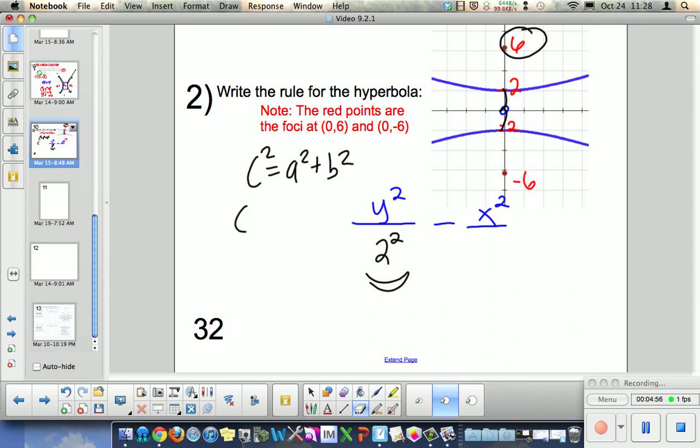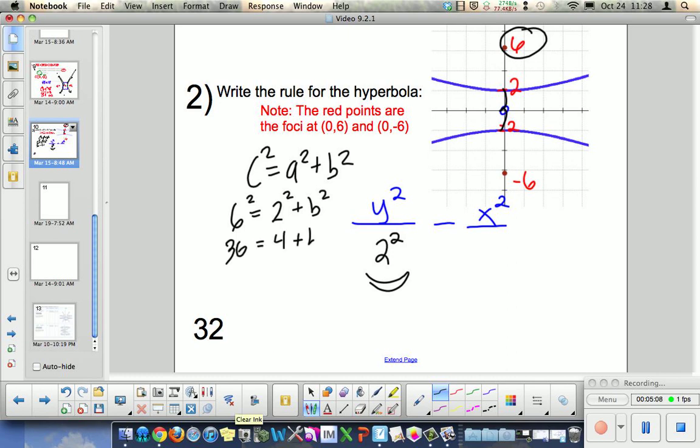I also know c is 6. So the equation is 6 squared equals 2 squared plus b squared. So I have 36 equals 4 plus b squared. So 32 is b squared. And that's the number I need. I need b squared. I don't need b to graph in order to write the rule.